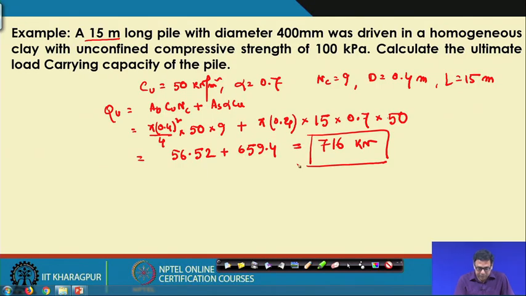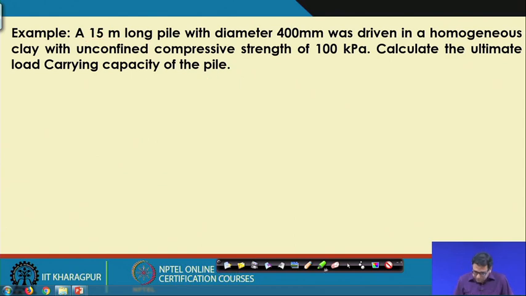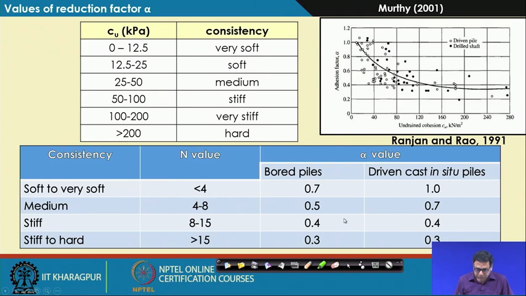Okay, so if you want to determine the Q allowable or Q safe, then you have to divide this Qu by 2.5, then you will get the Q safe. So, this is the one problem that I have solved for the homogeneous soil.